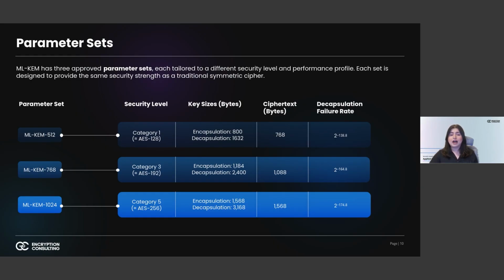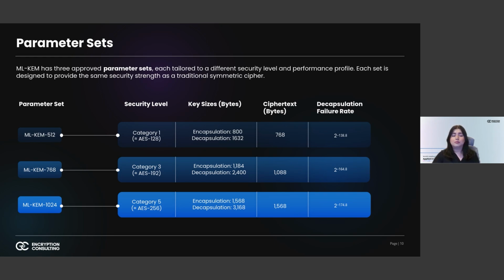But if you jump to the higher security ML-KEM 1024, those key and ciphertext sizes increase significantly. This demands more bandwidth and can introduce more latency on slower connections. This is the practical cost of the higher security.